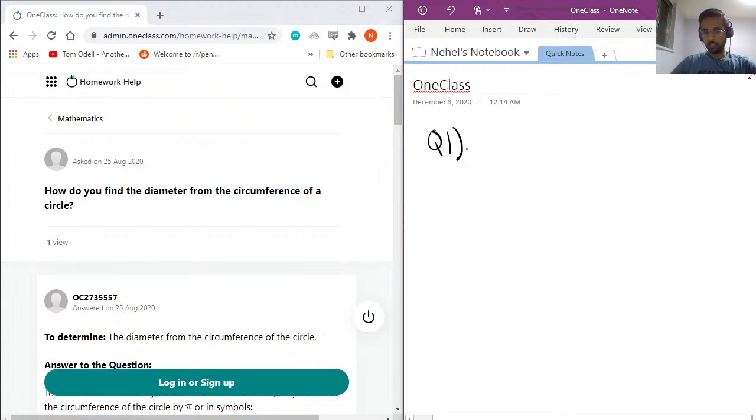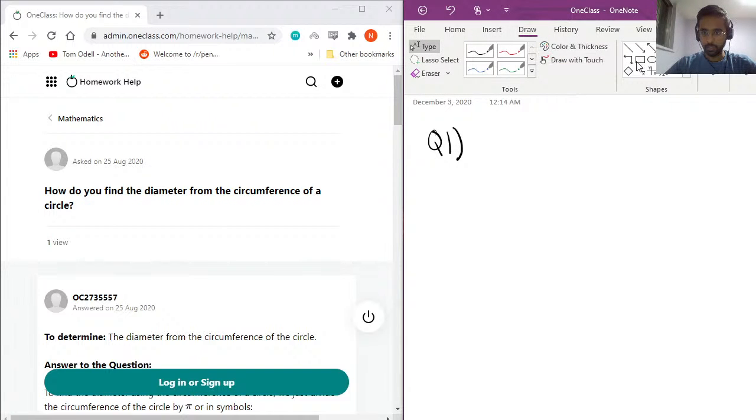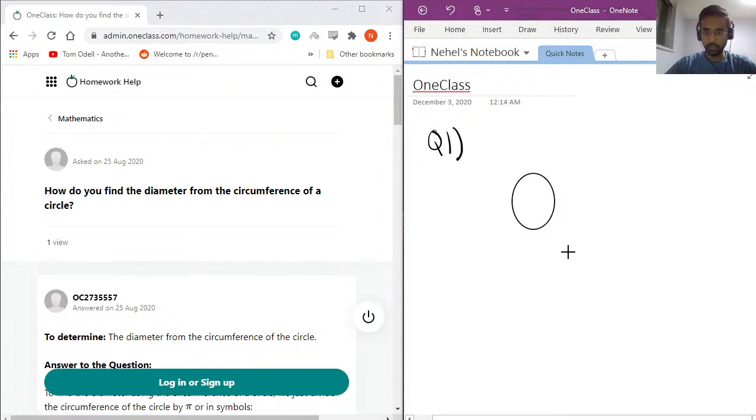So we're given a circle and we need to find the diameter. So let's just quickly draw a circle here. Okay, so essentially a circle, and we need to find this dimension d, which is the diameter.